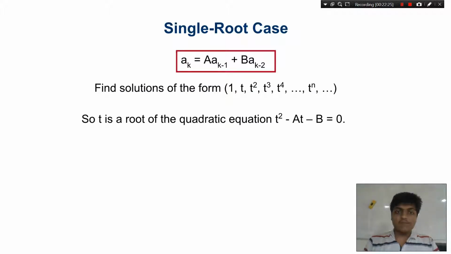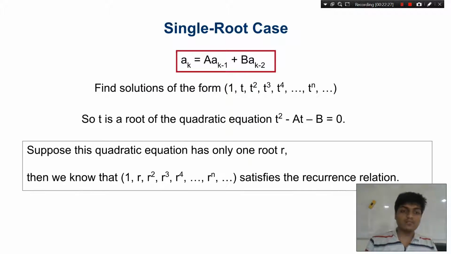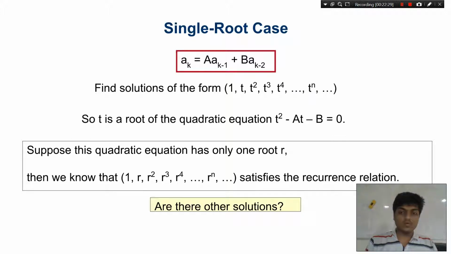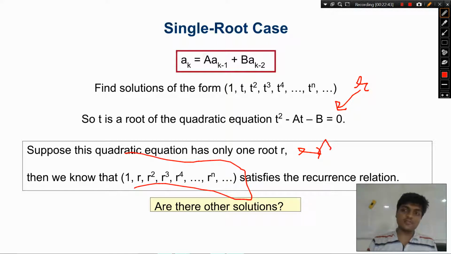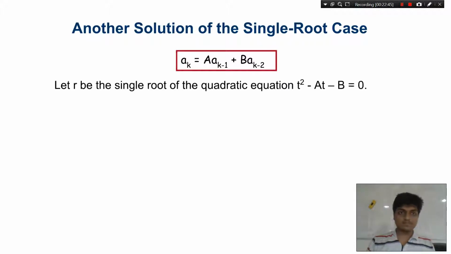So what happens if the quadratic equation that we found only has one root? Suppose that r is the root of this quadratic equation, then we know that r to the n is one solution to this recurrence relation. 1, r, r square, r cube, r4 satisfies this recurrence relation. Now the question is, are there other solutions?